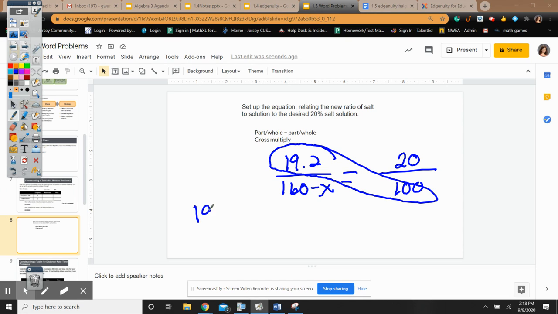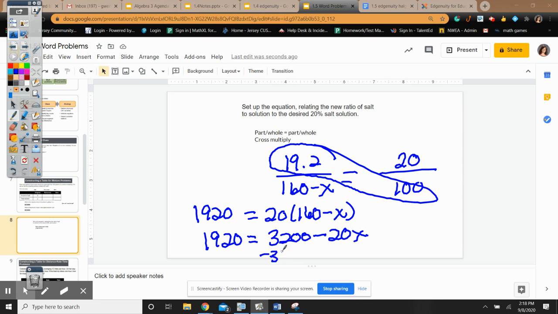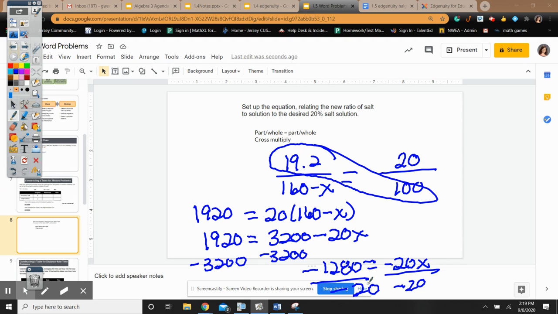Okay, this will be 1920 if I move that decimal 2 to the right. And then I will have to distribute this. This will be 20 times 160 minus X. You can distribute it in your head if you think you can. This will be 1920 is 160 times 20, 3,200 minus 20x. Subtract 3,200 from both sides. So 1920 minus 3,200, negative 1280 equals negative 20x. Divide by negative 20. My pen is a little shaky here. And I get x equals 64.